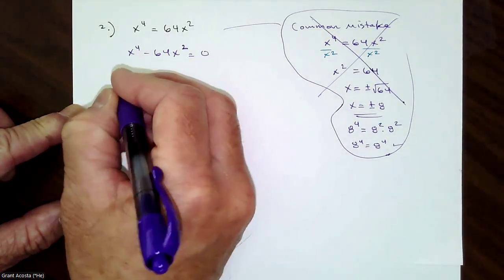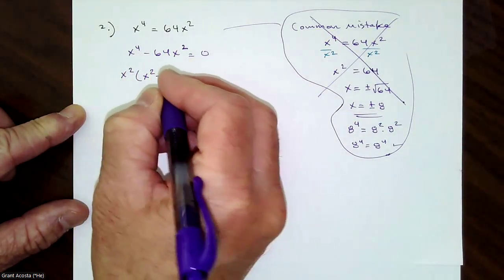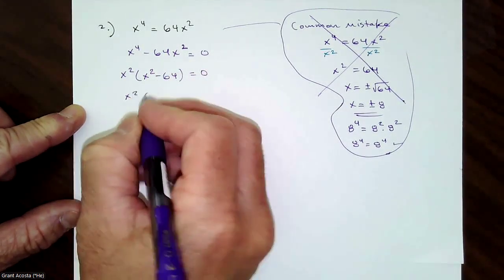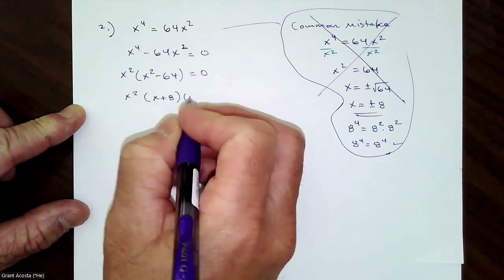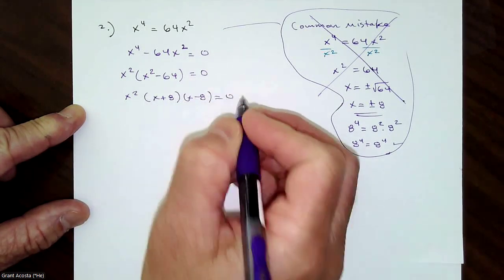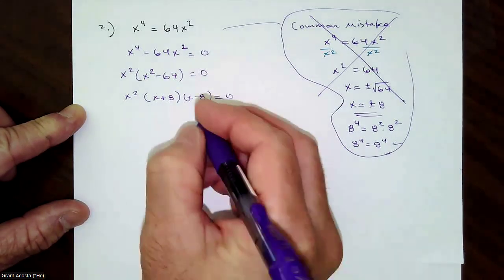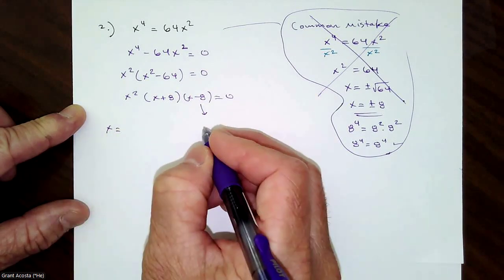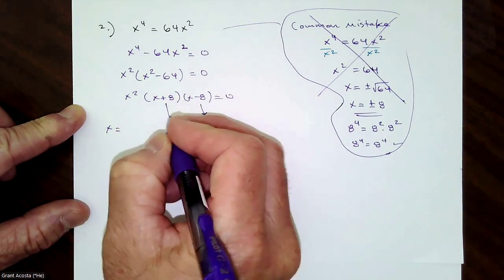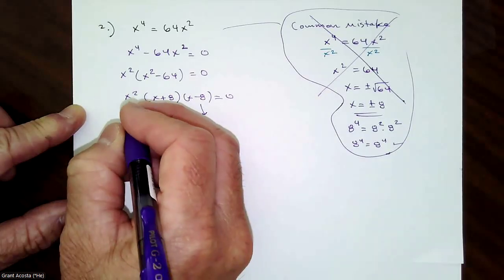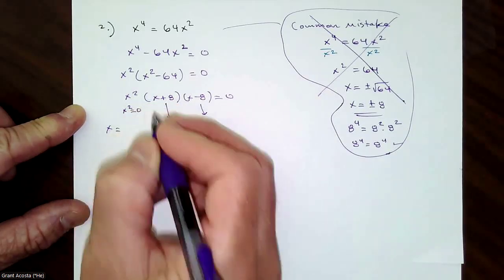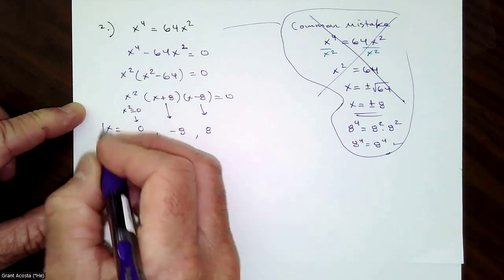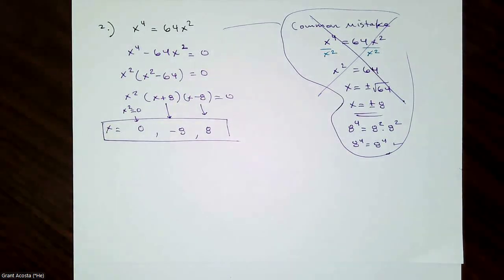And instead, then I can factor out an x squared. And I can factor that further if I want. That is x plus 8, x minus 8. And then I can use my 0 product property. If I set this one equal to 0, I'm going to get 8. If I set this one equal to 0, I'm going to get -8. And if I set x squared equal to 0, well, the only number that you can square to get 0 would be 0. So then I get all 3 of my answers.